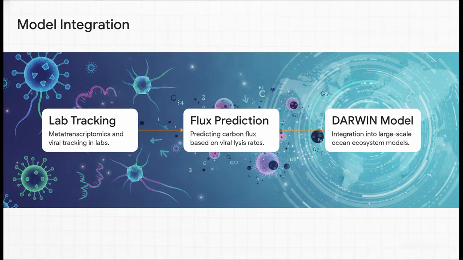Researchers use a very specific three-step procedure to bridge the microscopic with the macroscopic. Step 1 relies on lab metatranscriptomics and viral tracking to see exactly which genes are expressing in the environment. Step 2 uses that data to generate carbon flux predictions based purely on viral lysis rates. And finally, Step 3 integrates those precise viral mortality parameters into massive predictive ocean ecosystem models, like the Darwin model.